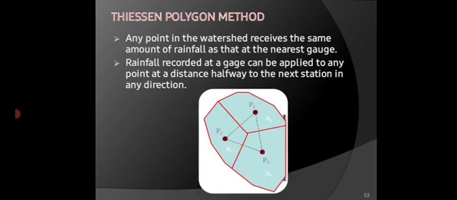In the Thiessen-Polygon method, any point in the watershed receives the same amount of rainfall as that at the nearest gauge. So nearer rain gauges ideally represent the same amount of rainfall. The rainfall recorded at a gauge can be applied to any point at a distance halfway to the next station in any direction, right? So at halfway distance the rain gauges have the same rainfall value.